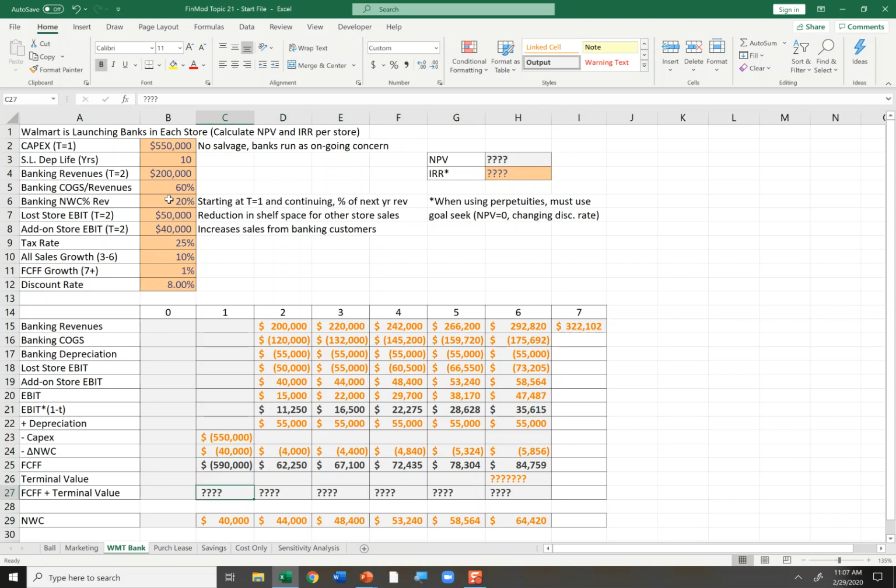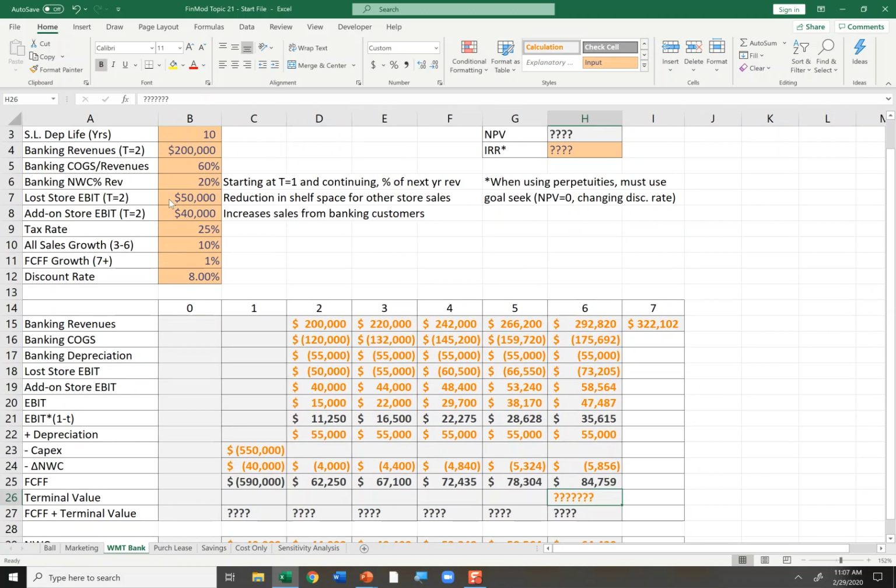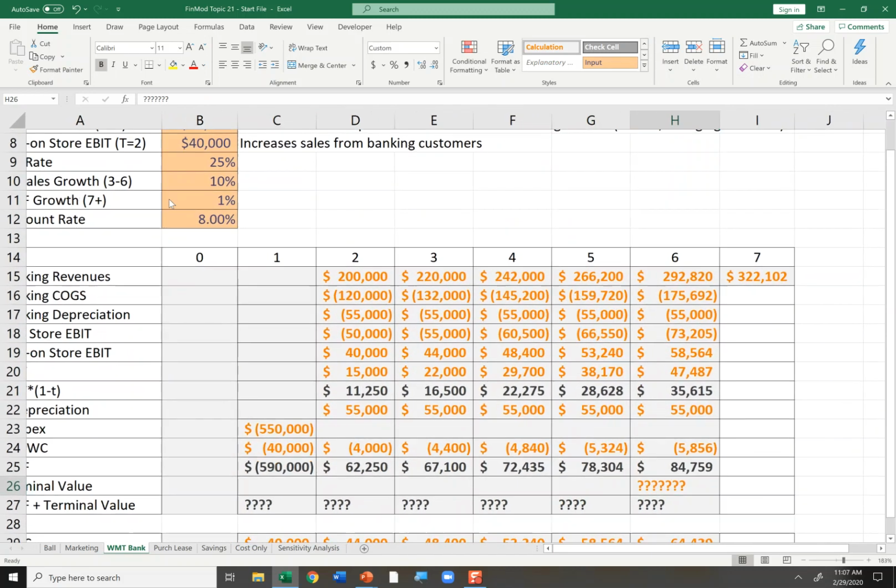I now can get my free cash flows by taking my after-tax EBIT, add back depreciation, subtract Capex, and subtract changes in net working capital. I'm going to do something here, and since this is an infinite life project, we'll assume these banks stay inside the stores forever. I'm going to calculate a terminal value.